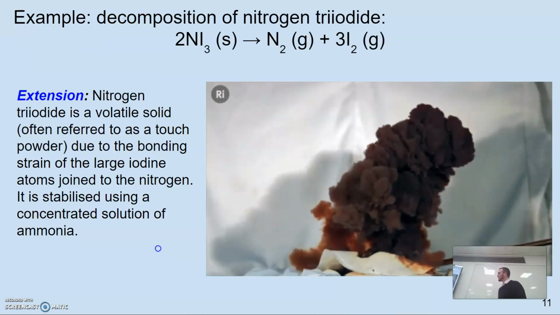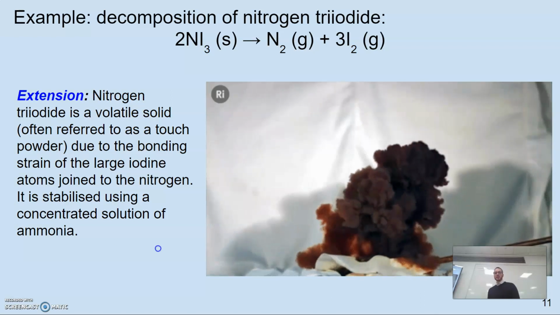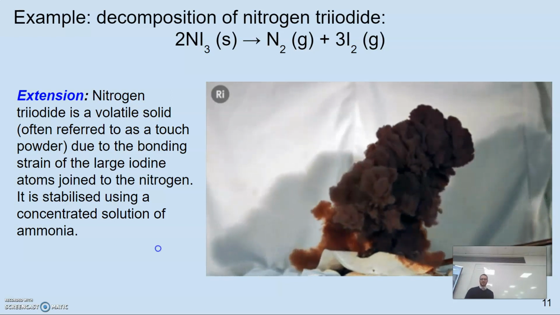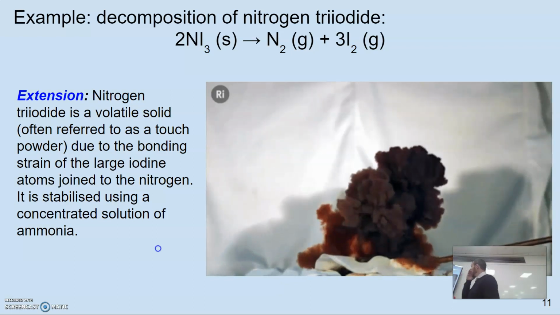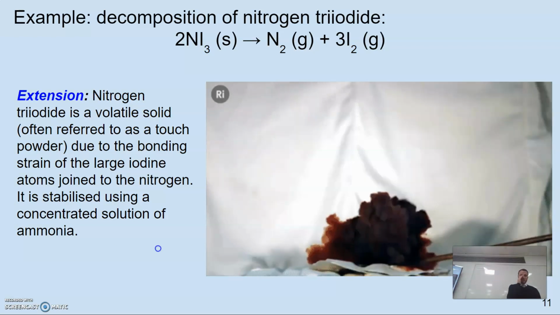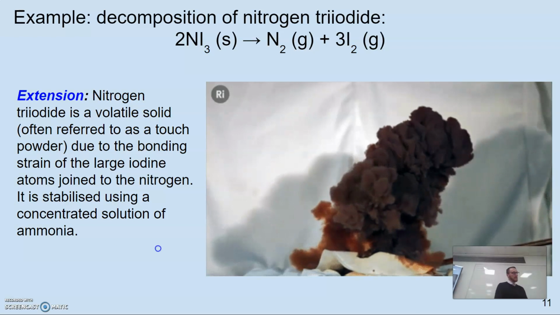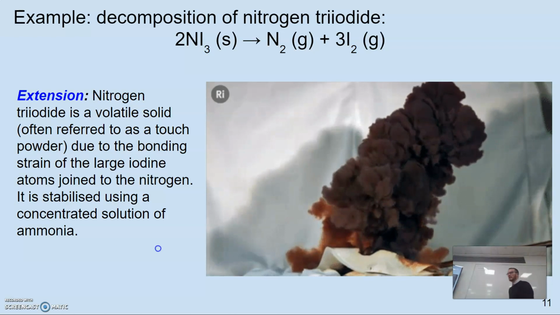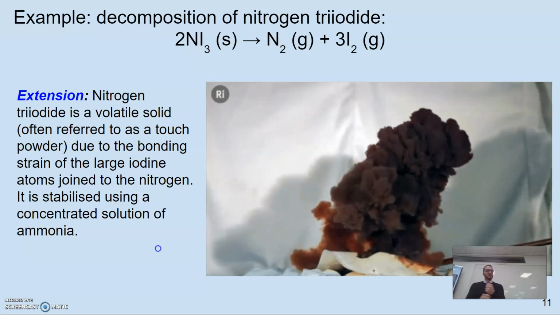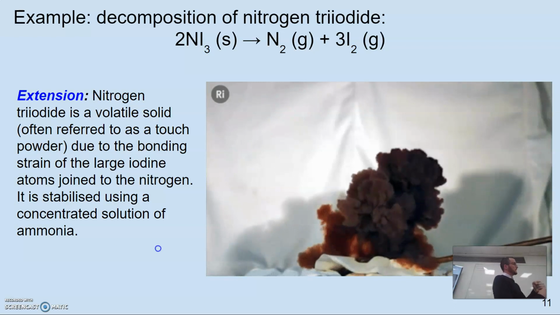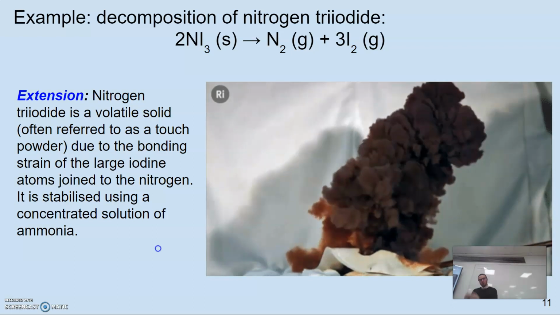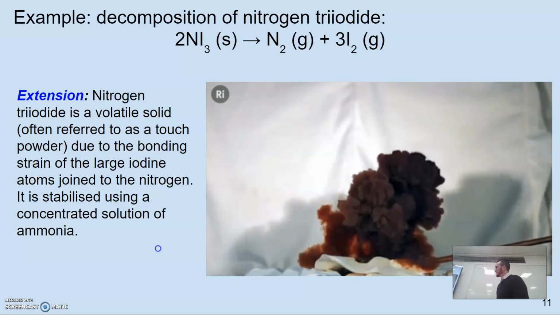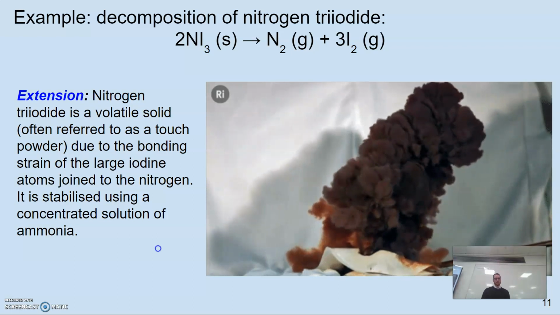My favourite example. My favourite pracs that I'm not allowed to do anymore. It's too unsafe. This is called a touch powder. Highly unstable. It's called nitrogen triiodide. It breaks down violently into nitrogen gas and iodine gas. And it's so violent that iodine, normally a solid at room temperature, is vaporized into a gas, because there's enough heat produced in that small amount of substance. That's what we see there. It's very loud because of the nitrogen.